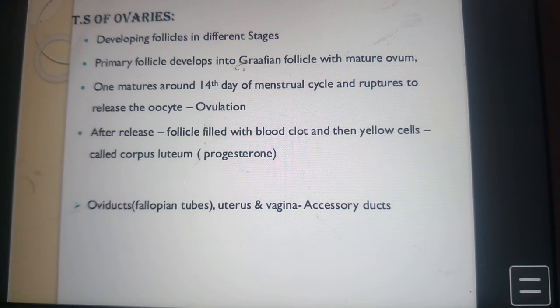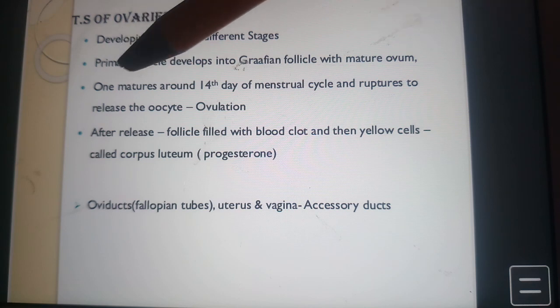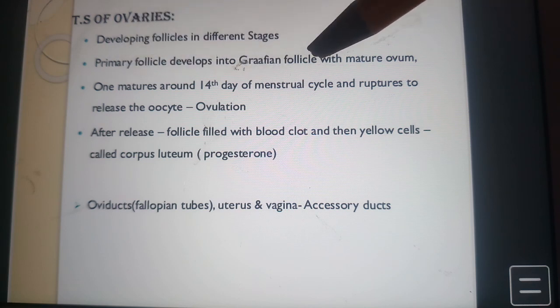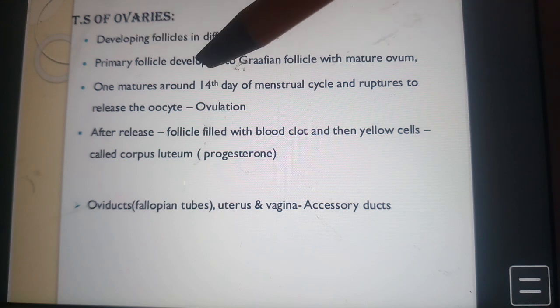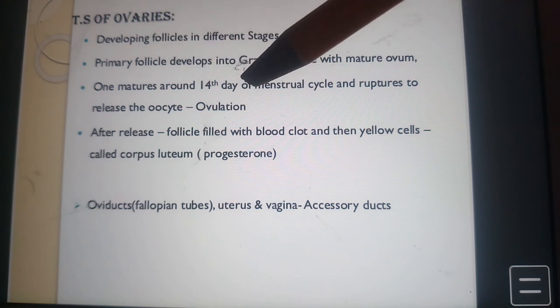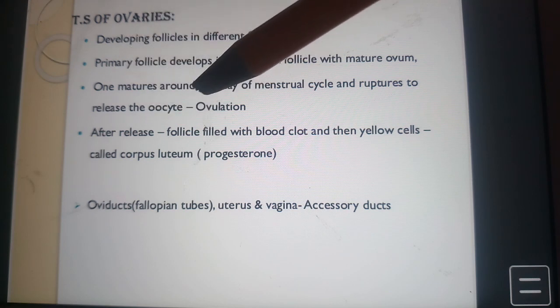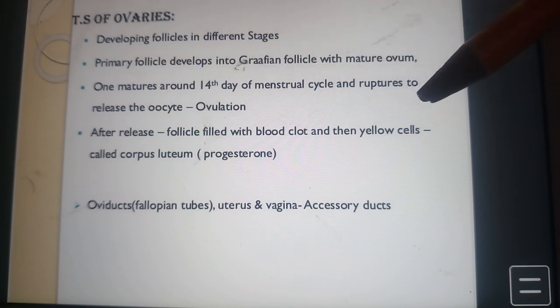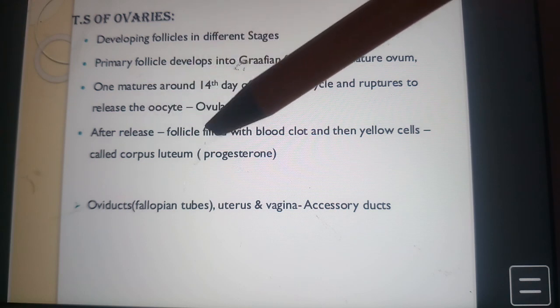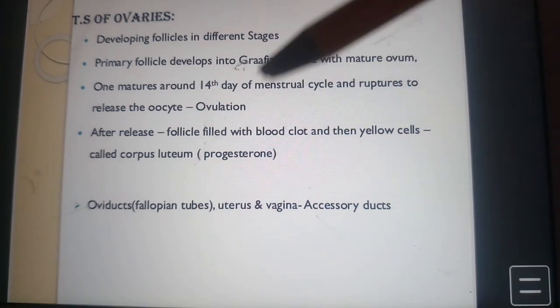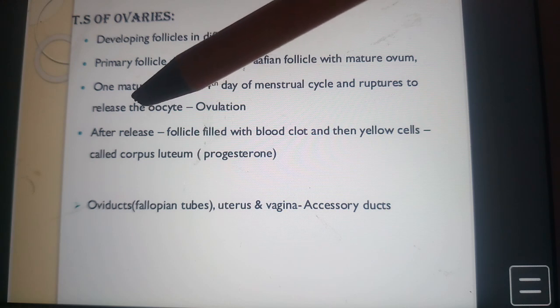See here, this is the TS of the ovary. Developing follicles in the different stages. The primary follicle develops into the Graafian follicle with the mature ovum. It matures around the 14th day of the menstrual cycle and ruptures, releasing the oocyte; the process is called ovulation, as I just explained. After release, the follicle fills with a blood clot and then the yellow cells are called the corpus luteum, which secretes a hormone called progesterone. Understood?